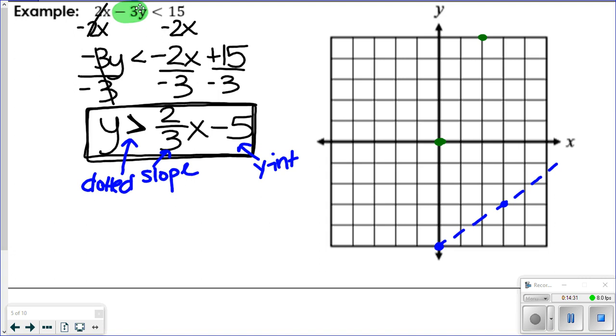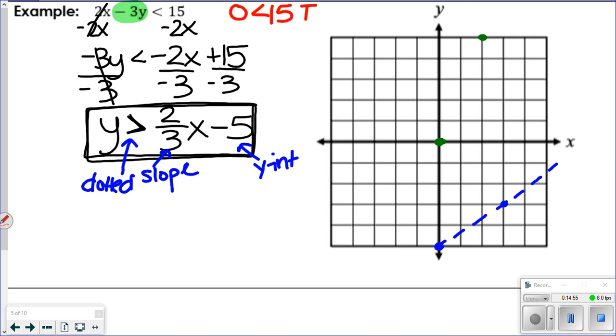But let me show you plugging in 0, 0 again as well. You can plug in 0, 0 to this original up top and say 2 times 0 is 0, minus 3 times 0 is 0. So 0 minus 0 is 0, which is less than 15. That's a true statement.